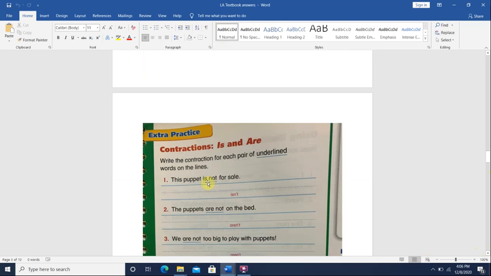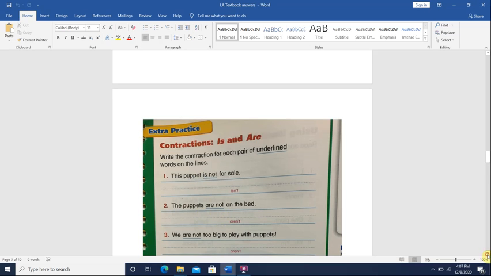Remember, we use is not when the sentence is about one thing, and we join or combine these two words by writing is and then n, and we take out the o and we put the t. This is how we make a contraction. Now it's one word and the apostrophe takes the place of the missing letter. The puppet is not becomes isn't. The puppies are not on the bed, are not becomes aren't. We are not too big to play with puppets.